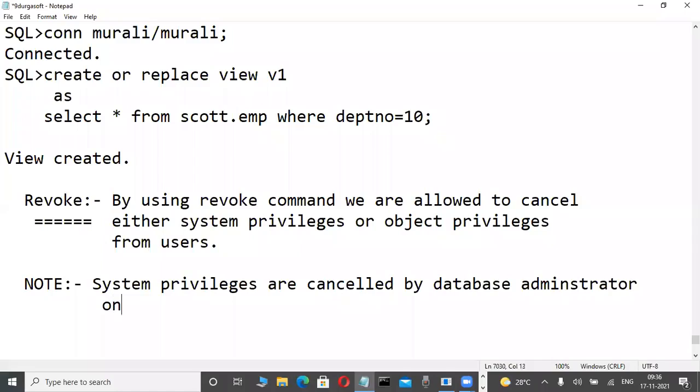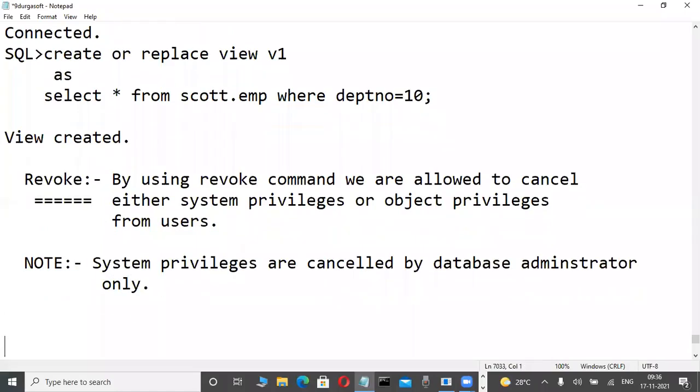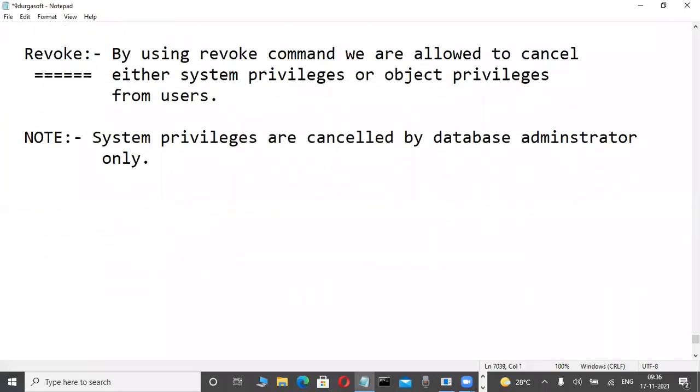Database administrator only. System privileges are cancelled by the database administrator only. Write the syntax quickly, everyone knows this. What does the syntax mean?